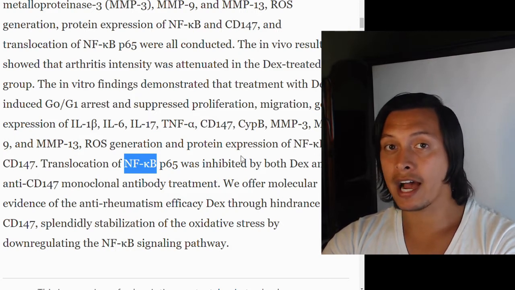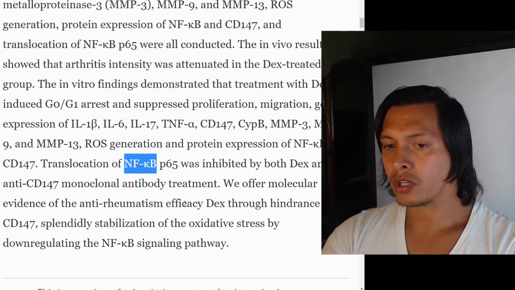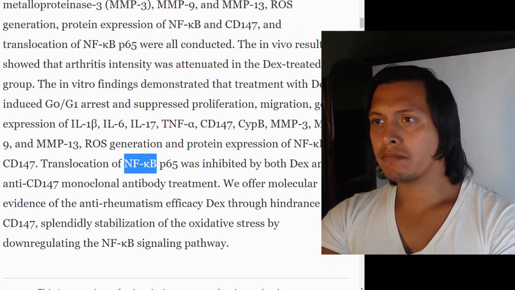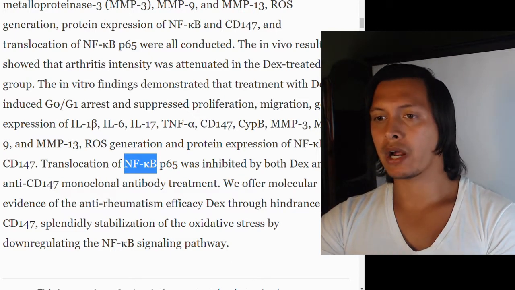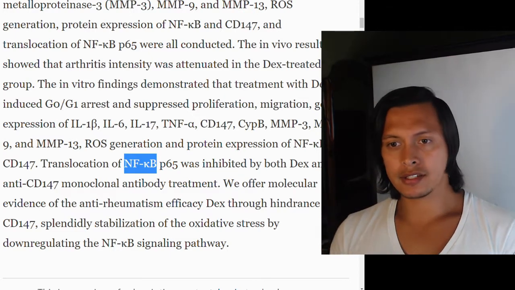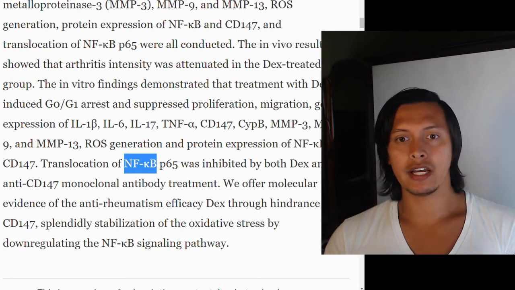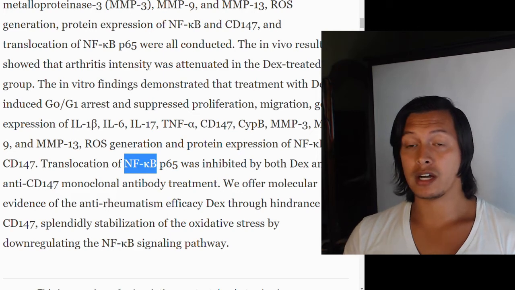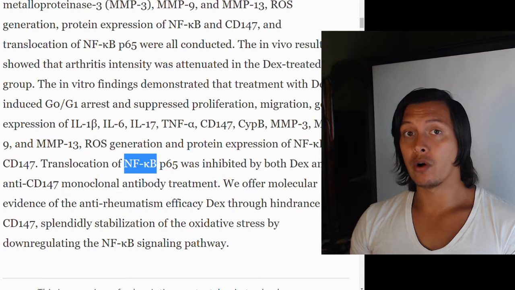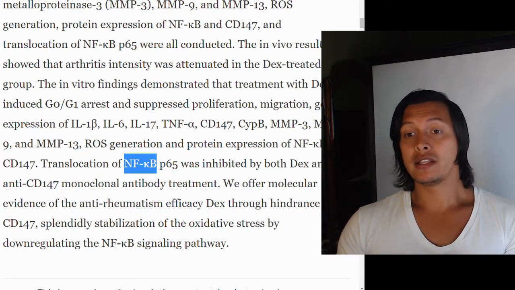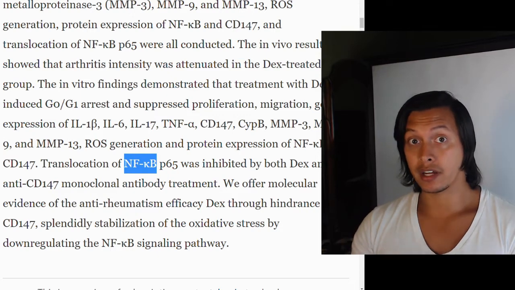They haven't said how. They're just saying that dexamethasone is doing it in that way. So what I'm presuming, and I'm deviating a little bit here, is that CD147 will exhibit some of its cellular signaling effects based on cyclophilin A, or the cyclophilins in general. That is one of the ways that CD147 influences cellular signaling.